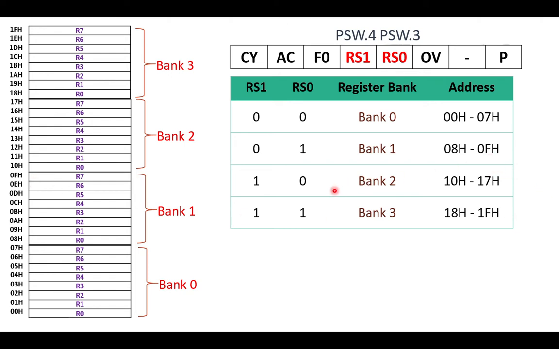0FH. If I want to select bank 2, then I will make RS1 1 and RS0 0. The address range is from 10H to 17H, which is shown here. And the third bank, that is bank 3, is selected by putting 1 in the RS1 bit and 1 in the RS0 bit. The range of address is 18H to 1FH.